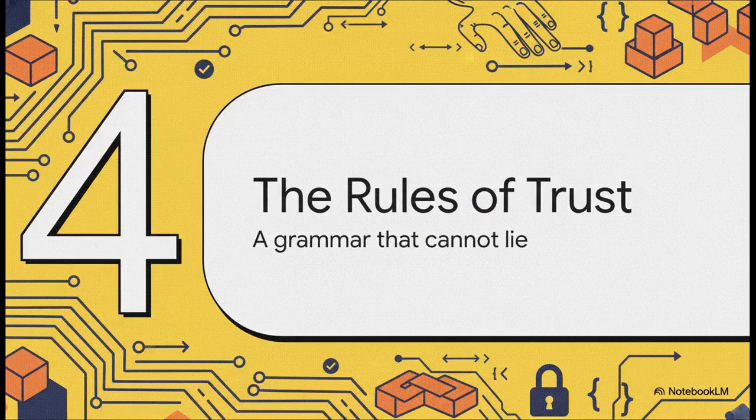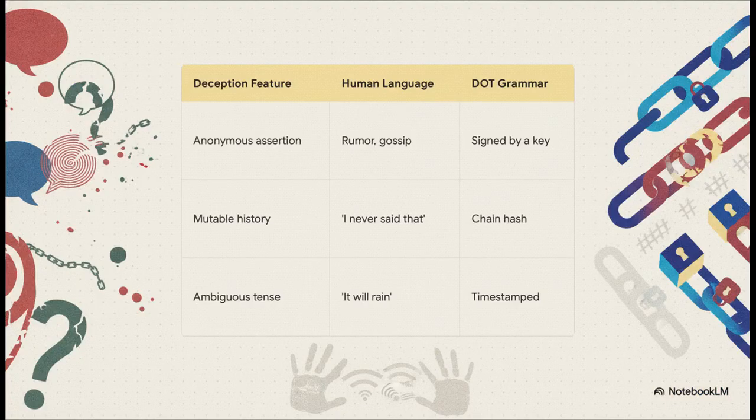All right, next up, the rules of trust. Because this system isn't just about making contact, it's about building real trust. And it does this with a kind of grammar, a set of rules, that structurally make it impossible to lie, or at least impossible to make claims that can't be checked. You know, human language is actually kind of perfect for deception. We can make claims anonymously, we can change our story later, but the grammar of DOTs, it just strips those features away.